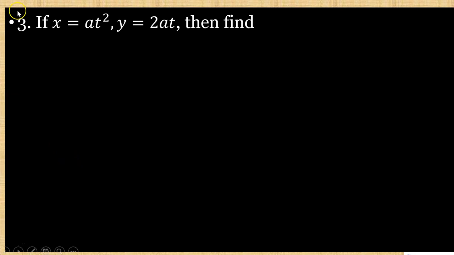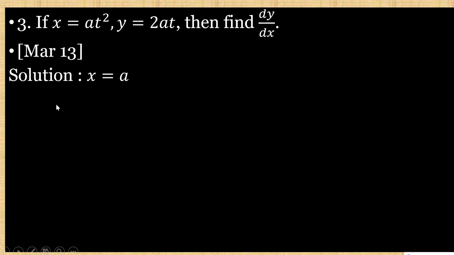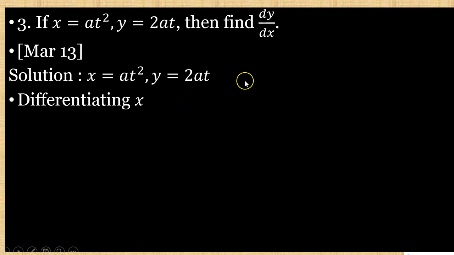Now third, if x is equal to at², y is equal to 2at, then find dy/dx. This example was asked in March 13. Now the solution: x is equal to at², y is equal to 2at. These are the parametric equations of the parabola. Differentiate this with respect to t.